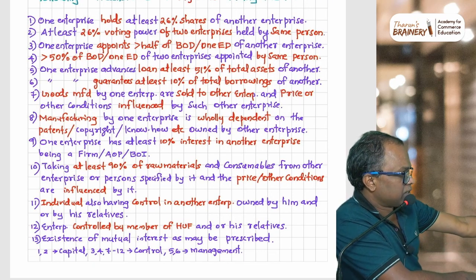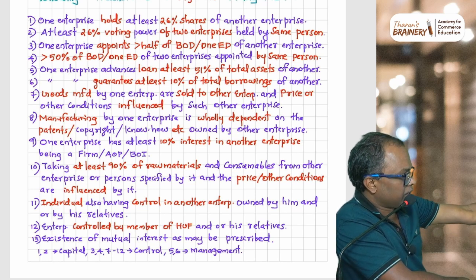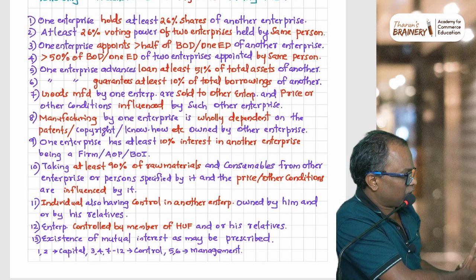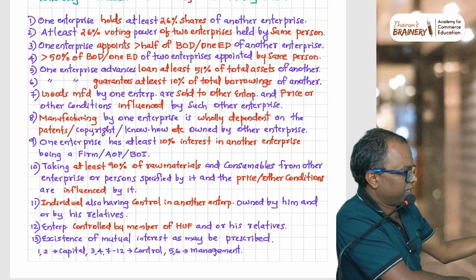And next one is an individual also having control in another enterprise. If it is a sole proprietorship, he got control in another company or another enterprise, then both of them can be said to be associate enterprises. Similarly, an enterprise is controlled by members of HUF together.